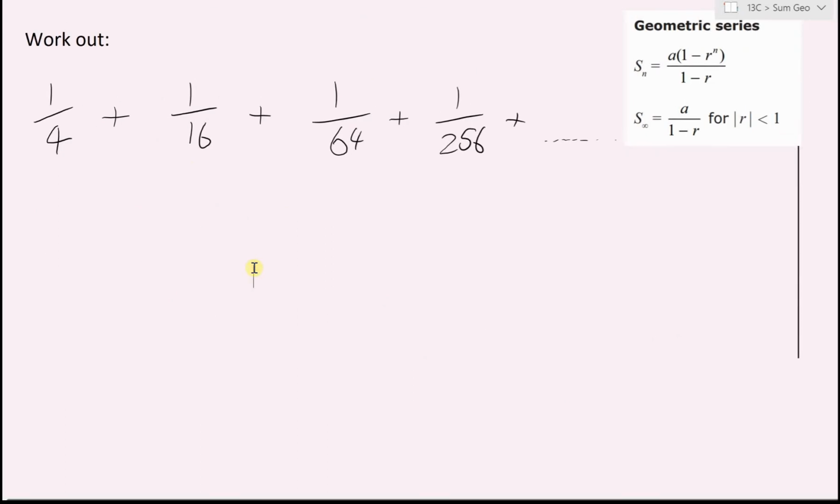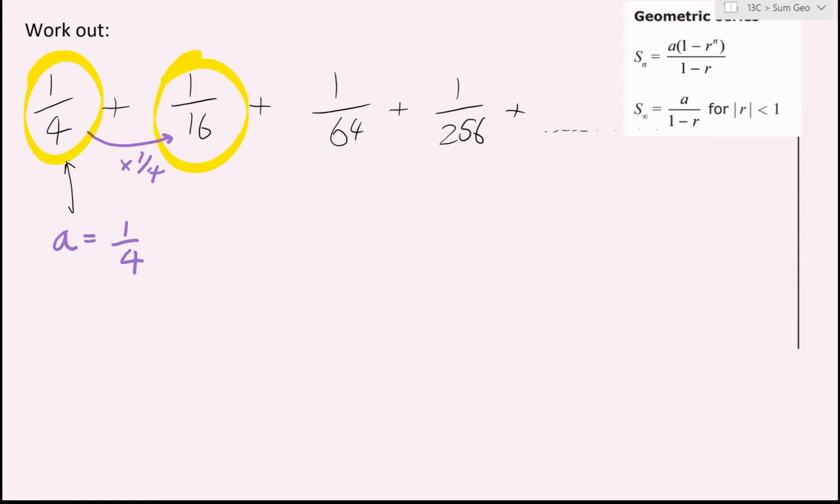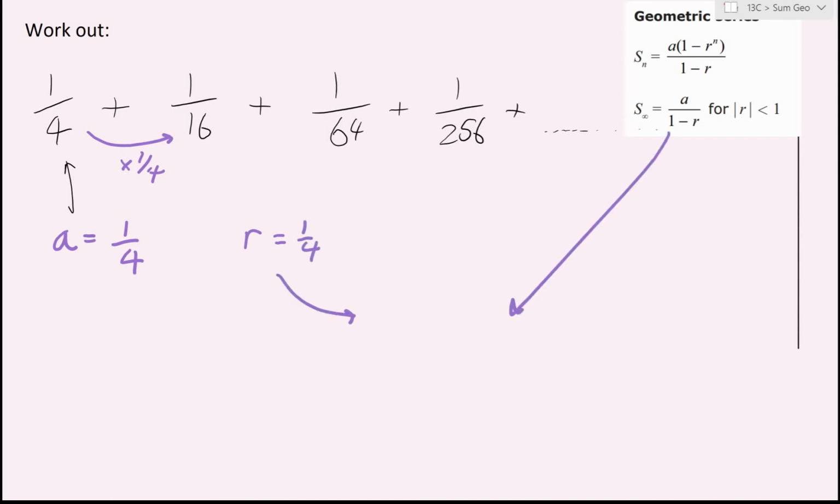So let's try it again using this question here. We'll label things as always. My first term a is a quarter, and to get from here to here you would times by a quarter. If you know where it comes from, all you need to do is divide this by this, and that'll give you the common ratio. So a is a quarter, r is a quarter again, and then I'm just going to use the sum. The sum to infinity is going to be a quarter over 1 minus a quarter, and I would just put that in the calculator, and that comes out giving you a third.